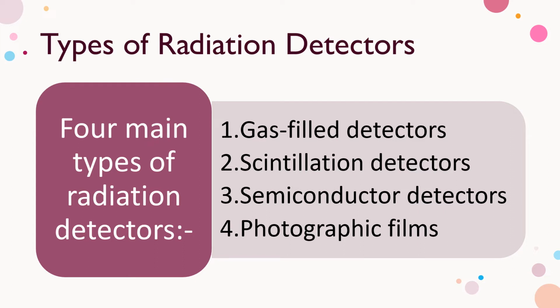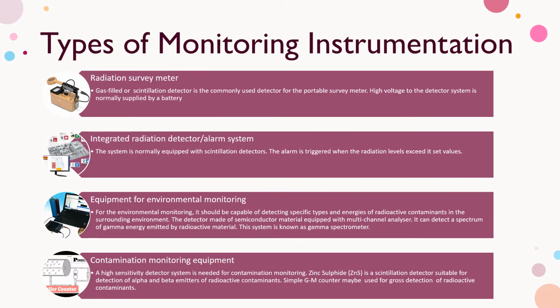There are four main types of radiation detectors. First, gas field detectors. Second, scintillation detectors. Third, semiconductor detectors. And fourth, photographic films. The type of monitoring instrumentation.